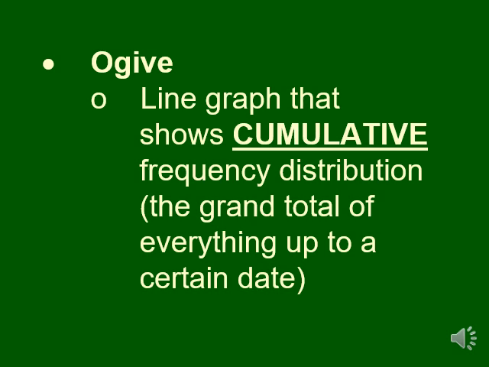A special kind of line graph is what we call an ogive. I've actually heard that pronounced both ogive and ogive. This shows what we call cumulative frequency distribution, which just means what you've got all together. Something that's easier to show you with examples.